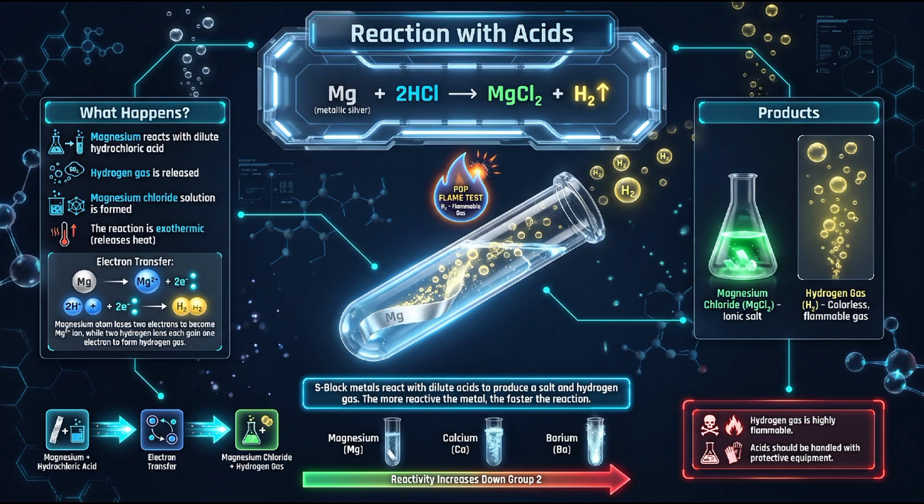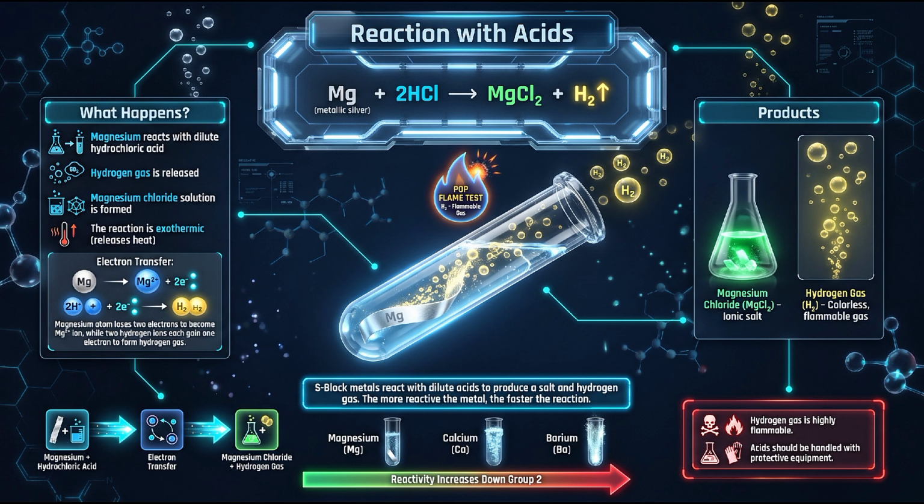S-block metals react readily with dilute acids because they easily lose their valence electrons. Using magnesium as an example, the balanced equation Mg + 2HCl → MgCl2 + H2 shows that magnesium reacts with hydrochloric acid to produce magnesium chloride and hydrogen gas.